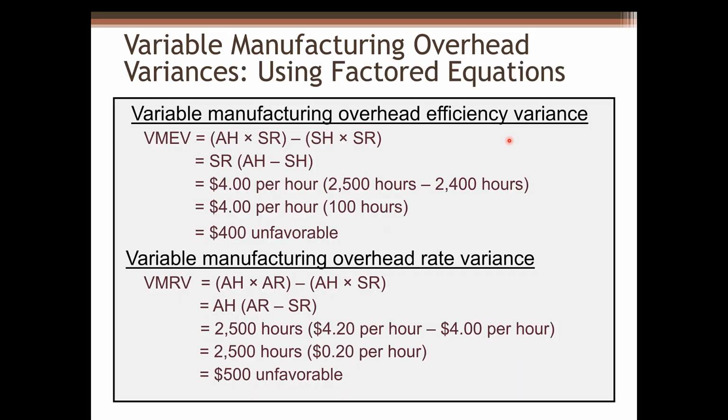We can also calculate the variable MO variances using equations. To calculate the variable MO efficiency variance, we use actual hours times standard rate minus standard hours times standard rate. We put the numbers here and then we can get 400 unfavorable. To calculate variable MO rate variance, we use actual hours times actual rate minus actual hours times standard rate, and then we can get 500 unfavorable.